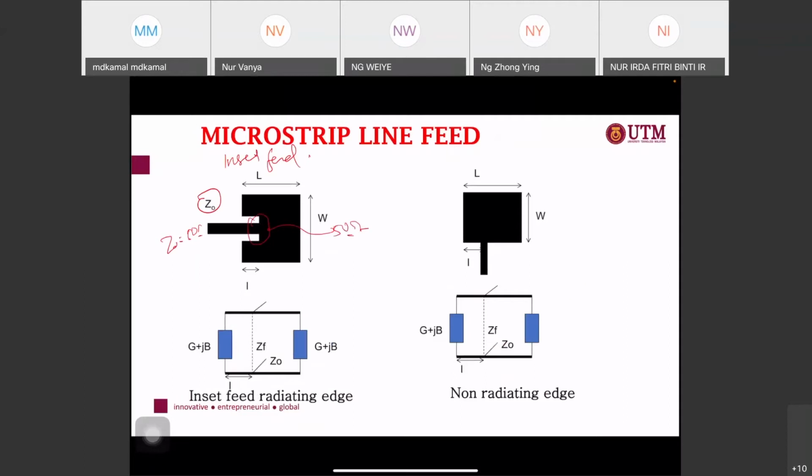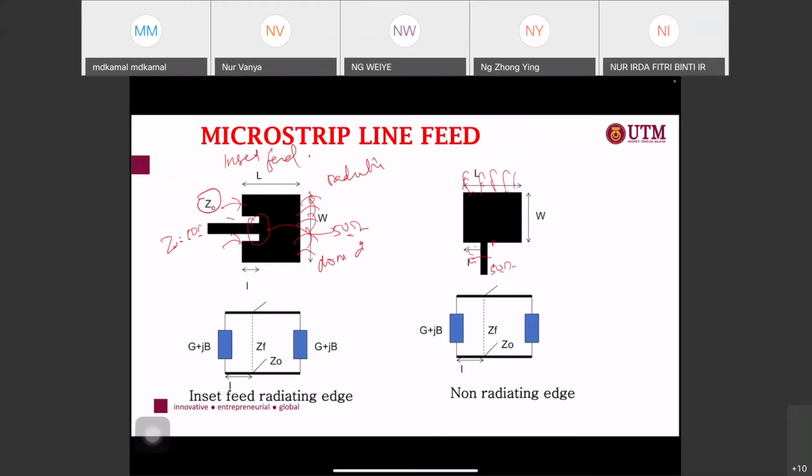All right, and then for this one, we try to adjust this to make it 50 ohm as well. For this one, we make the microstrip line at the radiating edge here. Radiating edge means that you have this. So this is where your radiating edge comes from, and for this one, the radiating edge is like this as well. You can feed at the radiating edge. This one we feed at the non-radiating edge. This one we feed at the radiating edge. This one we feed at the radiating edge as well, but at a different position.